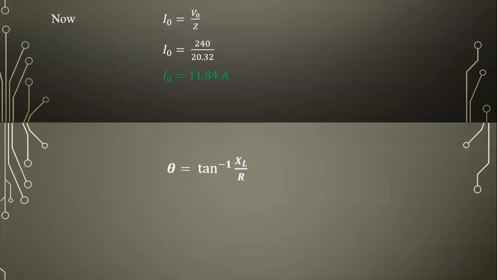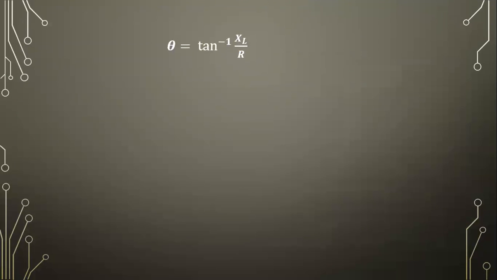Similarly, the phase angle of this electric circuit is tan inverse of XL over R, where XL is 3.6 and resistance is 20 ohm. So the phase angle becomes 10.2 degree.